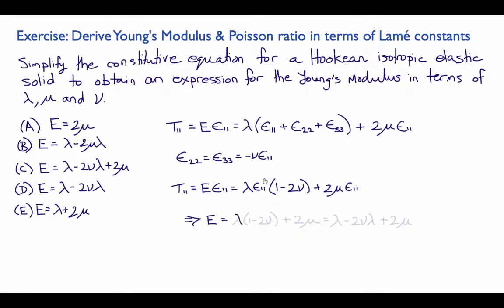Now we can cancel epsilon 11 on both sides and get that E is equal to lambda times 1 minus 2 nu plus 2 mu, or lambda minus 2 nu lambda plus 2 mu, which is answer C.